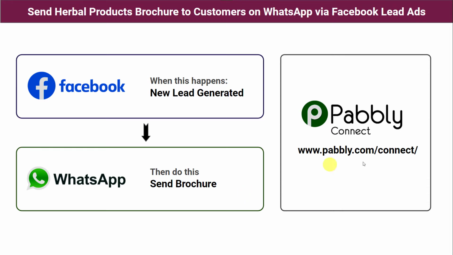As a solution, we are going to use Pabbly Connect. So basically, Pabbly Connect is an automation and integration software which will help us in integrating Facebook with WhatsApp automatically. The best part here is it doesn't require any coding skills or programming knowledge. Even a non-technical person can do this very easily. So let us check this in the real time.